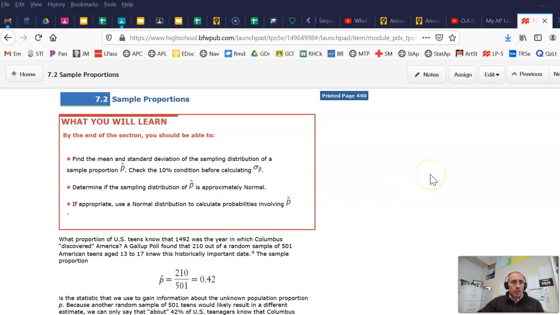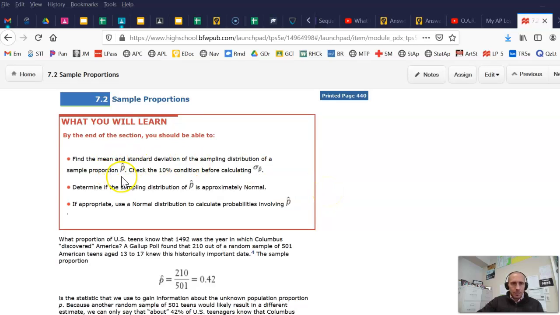Welcome back. We're going to take a look at section 7.2 in this video, which specifically deals with sampling distributions for sample proportions. So a couple symbols that I want you to get really comfortable with. P hat. I won't say P hat very often because that doesn't have meaning. I'll refer to that as the sample proportion. And then P is the population proportion.